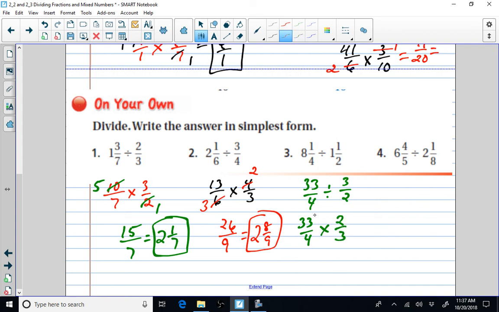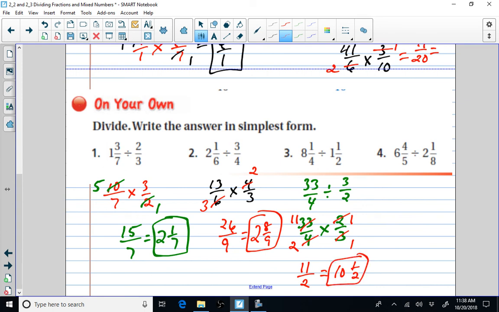We divide out. I can divide out everywhere here. Divide out by 3 here. That becomes 1. That becomes 11. Divide out by 2 here. That becomes 1. That becomes 2. I multiply numerator times numerator. 11 times 1 is 11. Denominator times denominator. 2 times 1 is 2. And 11 over 2 becomes 10 and a half.